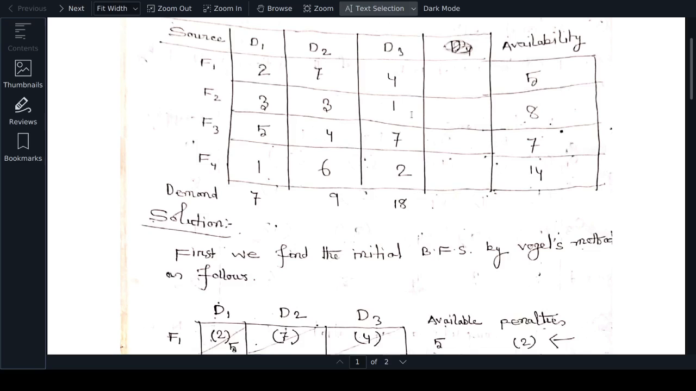So clear, Roshni? Yes, sir. Okay. Binoy, this one clear? Any doubt? No, sir. Okay.